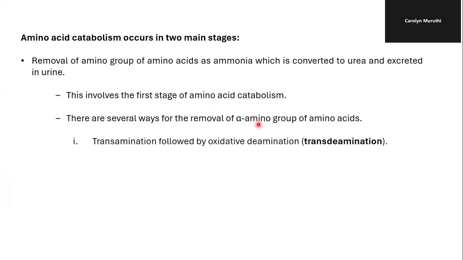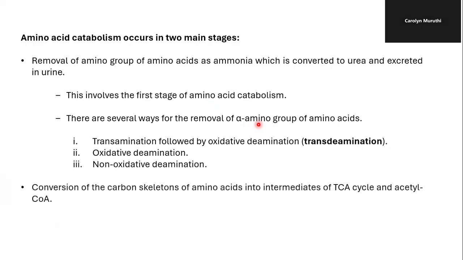We have the transamination, which is closely followed by oxidative deamination. We also have oxidative deamination and finally non-oxidative deamination. The other main stage is the conversion of the carbon skeleton of the amino acid into intermediates of the TCA cycle or the Krebs cycle and also acetyl-CoA. So we're going to look at these 2 stages in detail.